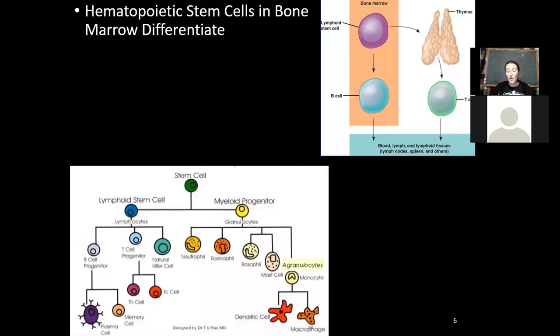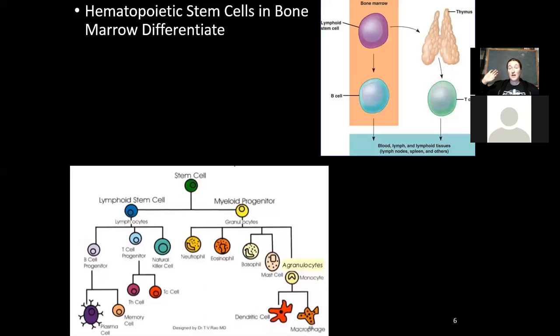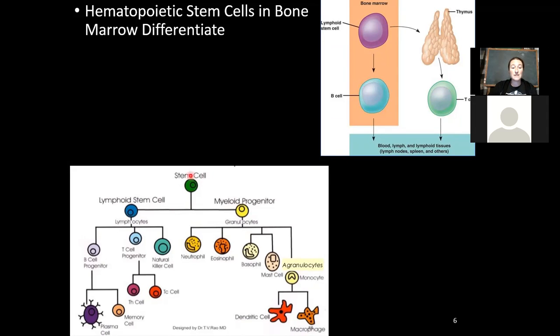Okay, so the adaptive immune system requires cells that ultimately differentiate from those same hematopoietic stem cells in the bone marrow. Let me draw your attention to this diagram down here. Remember that we have these stem cells that can detect different types of hormones, different ligands, such as EPO or TPO, that will ultimately drive the stem cells to differentiate into different types of cells.